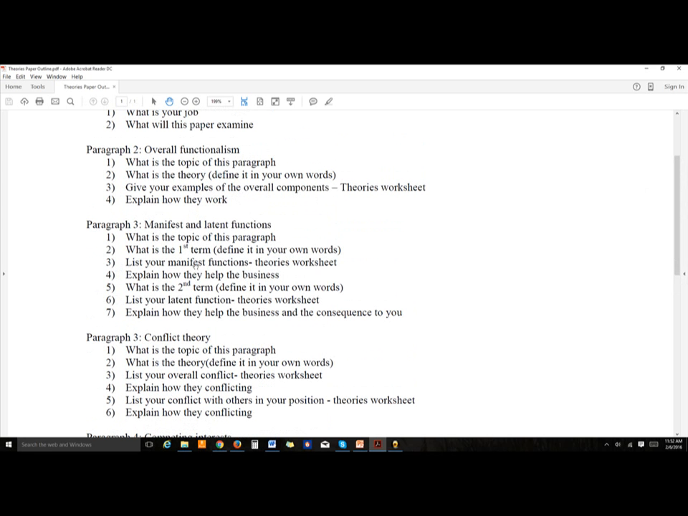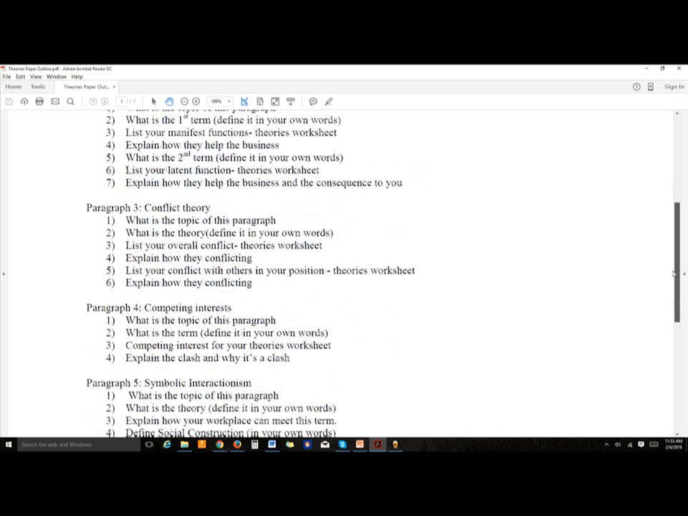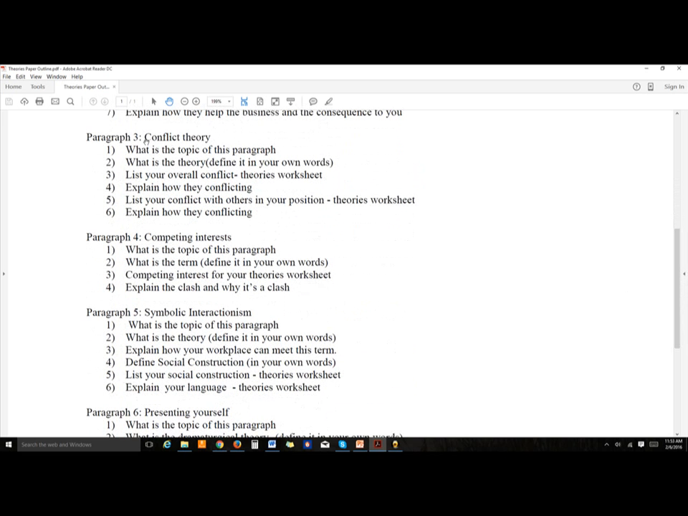So what are manifest functions? Define it in your own words. List what your manifest functions are and explain how you doing your job helps the business. Then what about the latent functions? What are latent functions? List your latent function and explain how it helps the business and what the consequence of you doing somebody else's work is. And what is the consequence on you? Then you'll continue to do the same for each section.